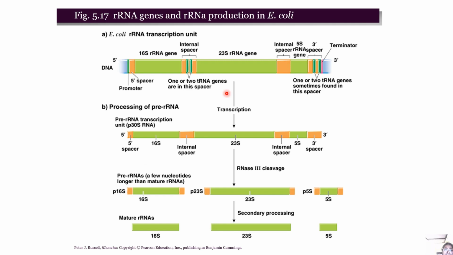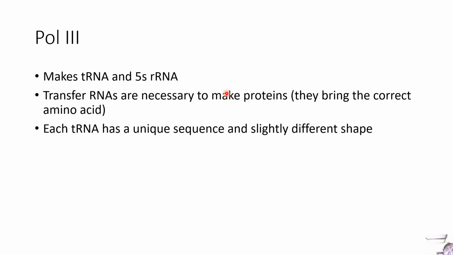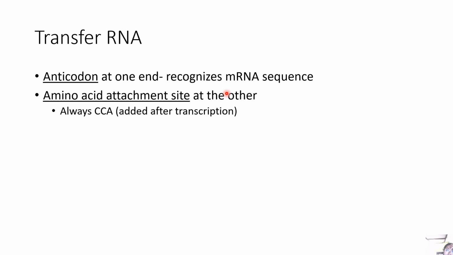RNA genes and RNA production in E. coli. You see over here, all three make tRNA and 5S rRNA. Transfer RNAs are necessary to make proteins; they bring the correct amino acid. Each tRNA has a unique sequence with a slightly different shape, but all are roughly cloverleaf. The transfer RNA anticodon at one end recognizes the mRNA sequence, with the amino acid attachment site at the other, where CCA is always added after transcription.